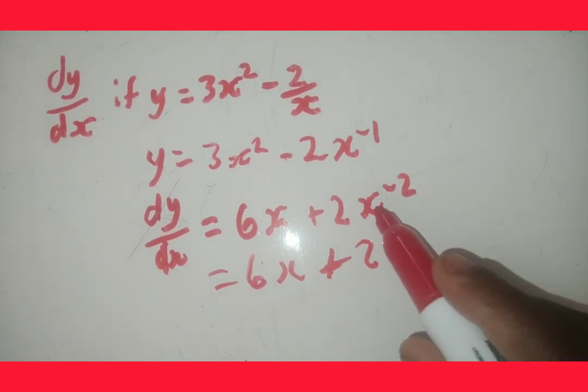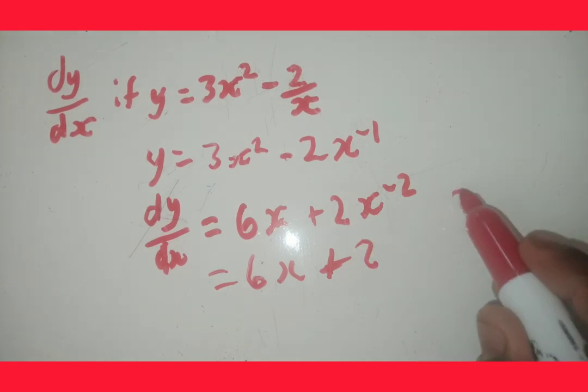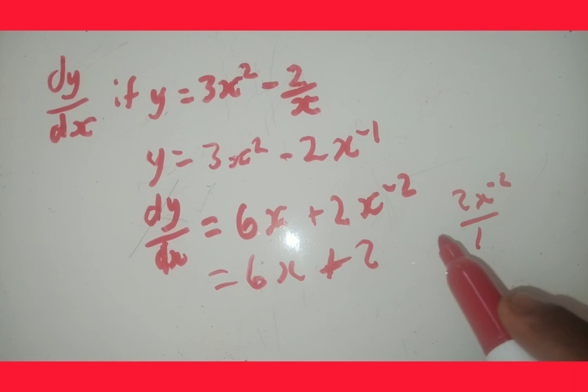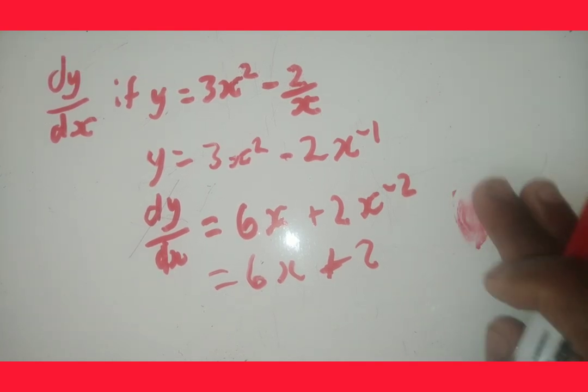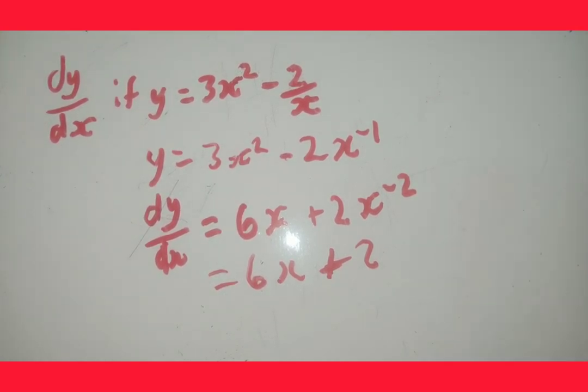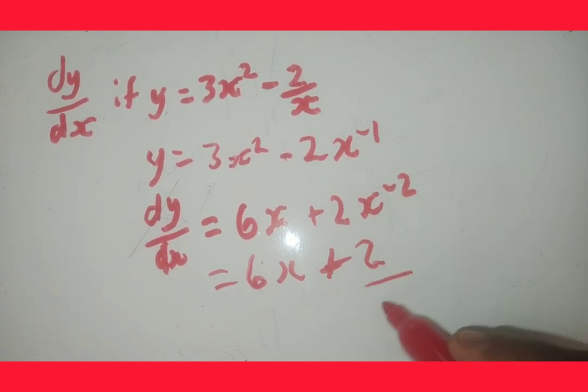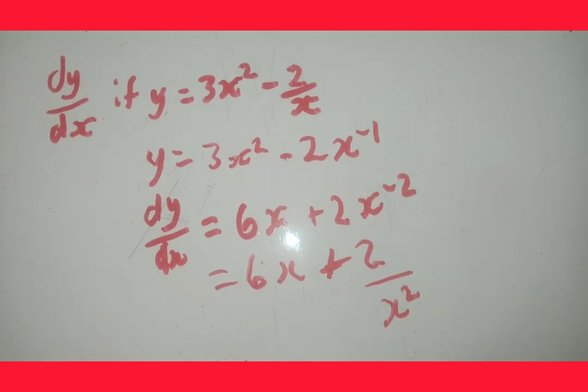Since this is part of a numerator, because when you look at it, it is actually 2x to the power of -2 over 1. This is the same as over 1, right? 5 is the same as 5 over 1, right? So let's proceed. Since this is a numerator, as part of the numerator, we're going to make it a denominator, and the sign will become positive. And there we have it.